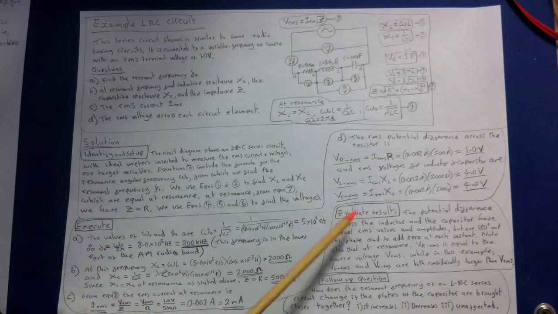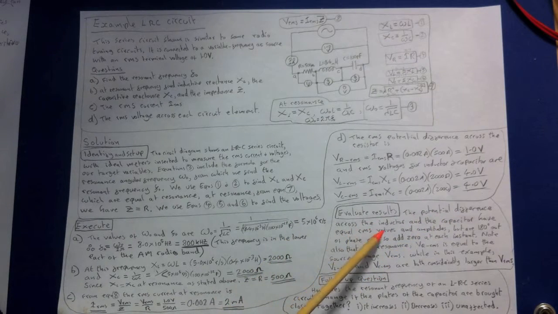So just evaluating the results a little bit more, the potential difference across the inductor and the capacitor have equal RMS values and amplitudes, but are 180 degrees out of phase, and so they add to 0 at each instant. Note also that at resonance, the voltage across the resistor is equal to the source voltage, VRMS, while in this example, the root mean square voltage across the inductor and the voltage across the capacitor are both considerably larger than the 1 volt root mean square.